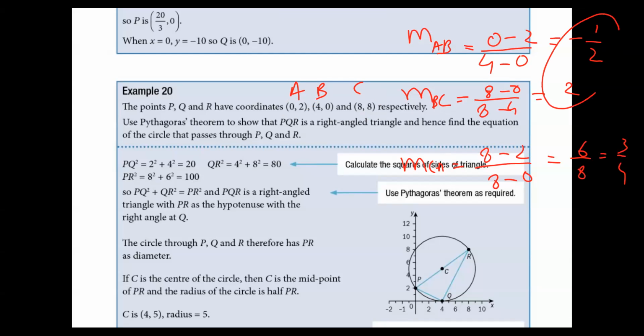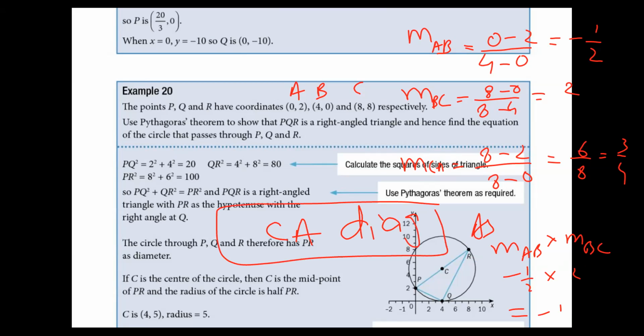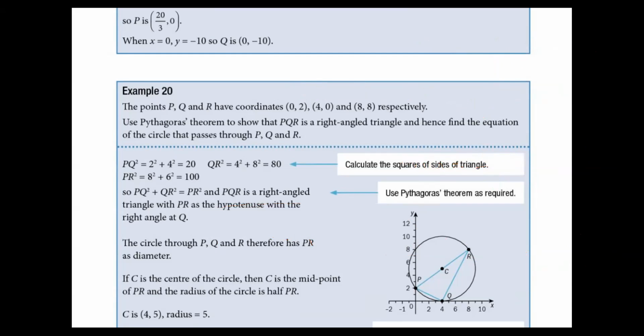You can see that the product of these two gradients, the gradient of AB times the gradient of BC, is negative half times 2, which becomes -1. So using AB and BC, we can say 100% that the CA length is a diameter of the circle. So CA becomes the diameter. Muhammad Shabir, you got the idea or not? Yes, sir. You see, this is a very important point. Sakina, you got the idea or not at all, dear? Yes, sir, clear.